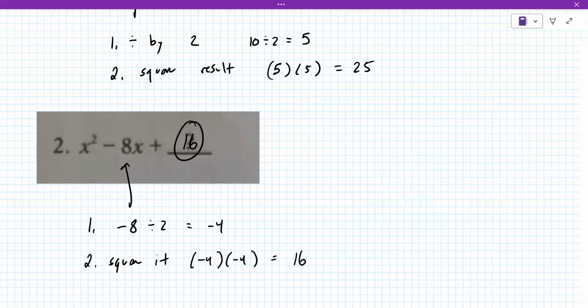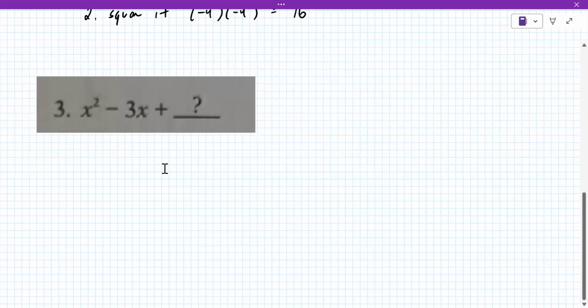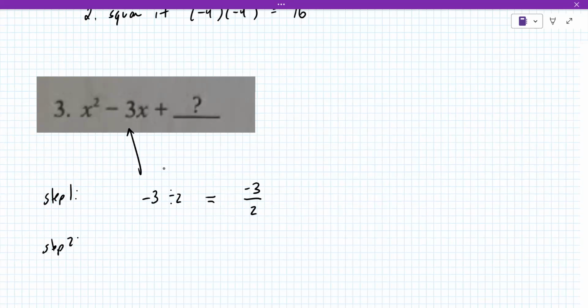Number 3, unfortunately, puts us in the land of fractions, but that's okay. Grab number 3 here. All right, so number 3, -3, you divide it by 2. Keep it as a fraction though. So that's -3/2, like that. That's step 1. Step 2 is to multiply it by itself. -3/2 times -3/2. That's 9/4.